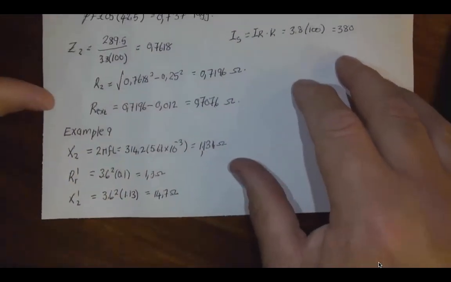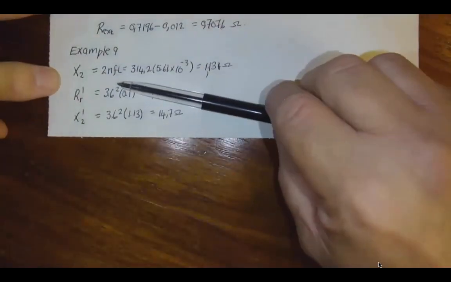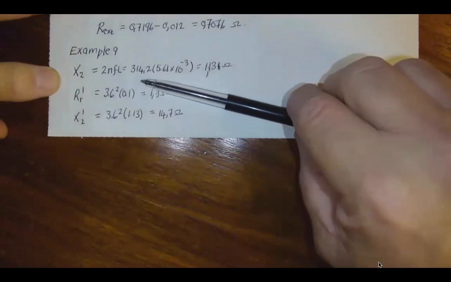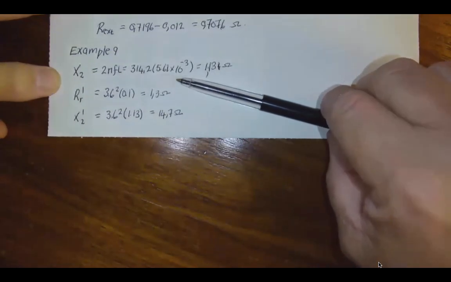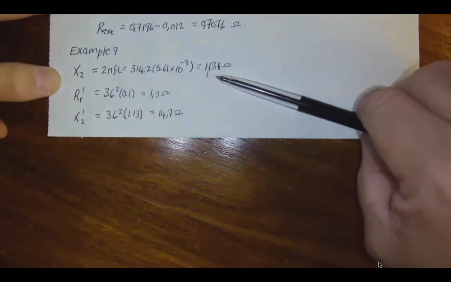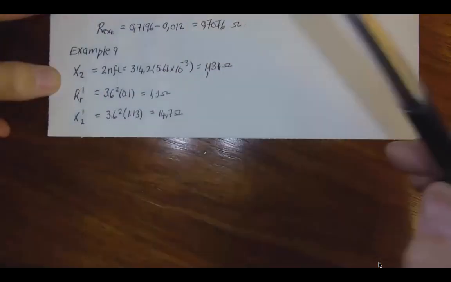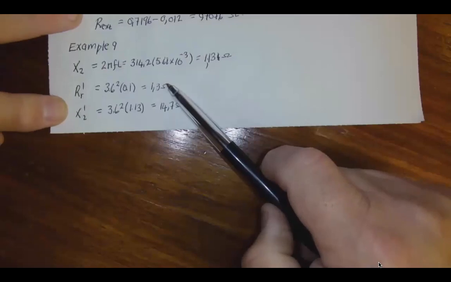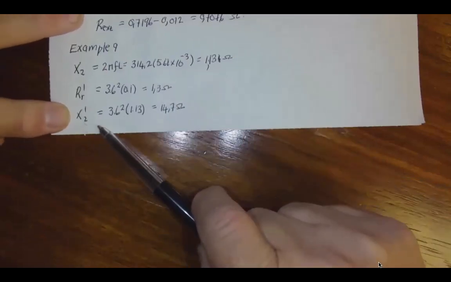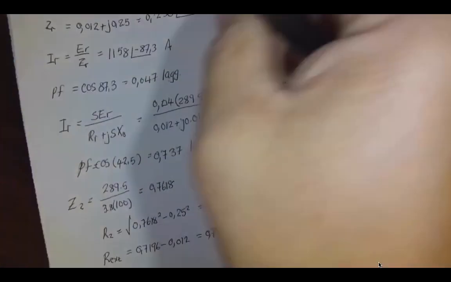So there we have that X is 2 pi f L, which is 2 times pi times 50 gives you 314.2 times 5.61 times 10 to the minus 3, that gives you 1.13 ohms. And then R referred is 3.6 squared times 0.1, which is 1.3, and X referred to the stator, 3.6 squared times 1.13, which is 14.7 ohms.